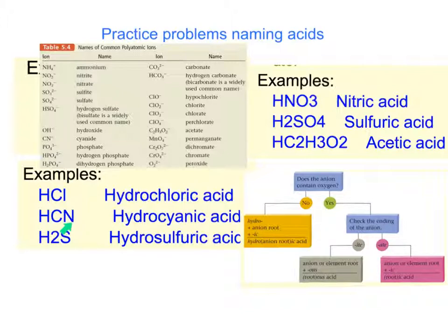CN is cyanide, and we would find that right here on our chart. So this would be hydrocyanic acid. H2S, S is sulfide, change it to sulfuric, so hydrosulfuric acid. And that's just a quick review over how to name our acids.